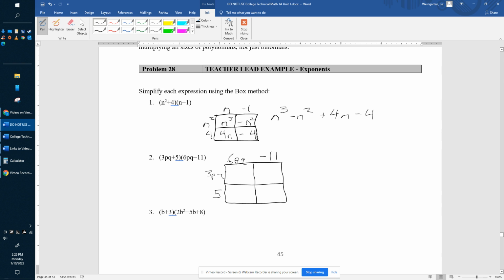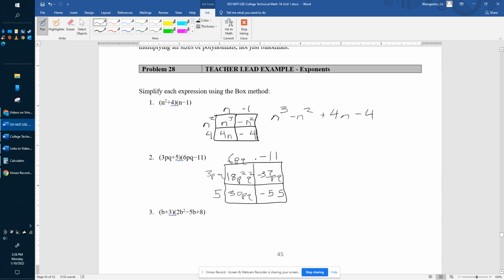So 6pq times 3pq is going to be 18p squared q squared. Negative 11 times 3pq is negative 33pq. 6pq times 5 is 30pq. 5 times negative 11 is negative 55.